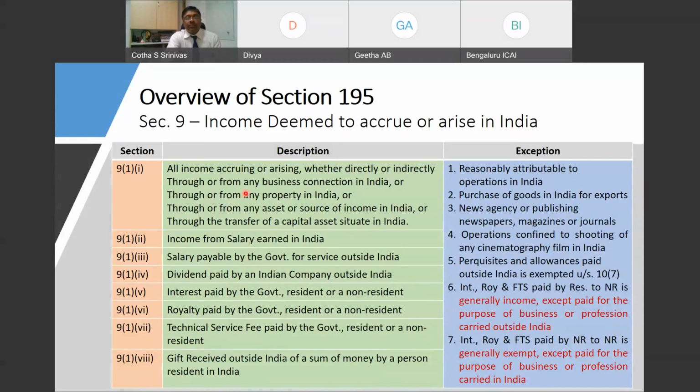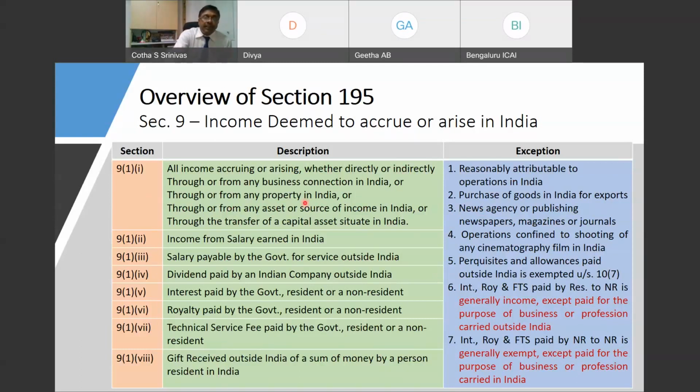So 9.1 talks about all types of income, like if a non-resident is getting any income accruing or arising, whether directly or indirectly, through or from any business connection in India. If the non-resident has got any business connection in India, or he has got any property in India, any asset or source of income in India, or transfers a capital asset which is situated in India.